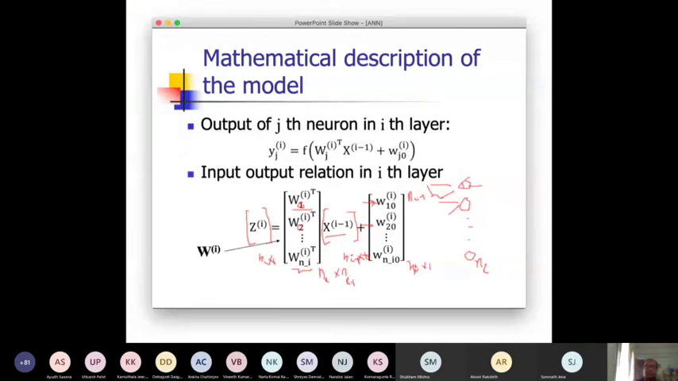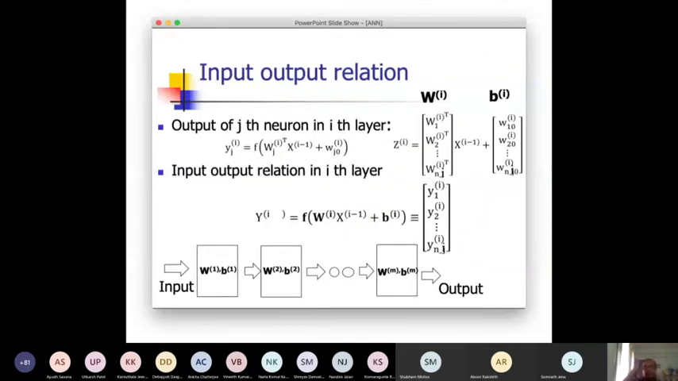I am representing this set of weight vectors by W_i, the weight matrix for the ith layer. Similarly, this is the bias column vector of the ith layer. The whole representation is explained here: this is the output vector at the ith layer, because I have used this nonlinear function.